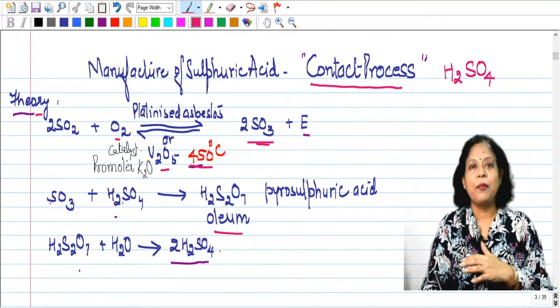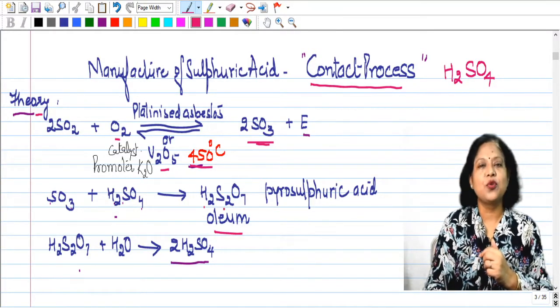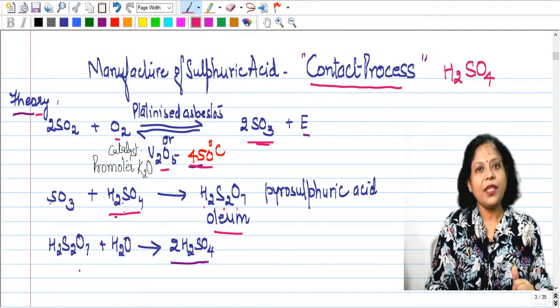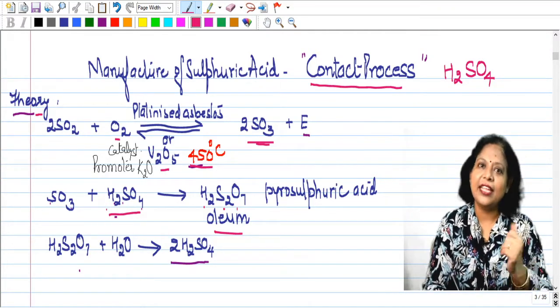Oleum is the common name, otherwise the name is pyrosulfuric acid, and the formula is H2S2O7. And how do we convert? We convert by adding sulfuric acid. Now you will say, ma'am, we are preparing sulfuric acid and we are adding sulfuric acid.